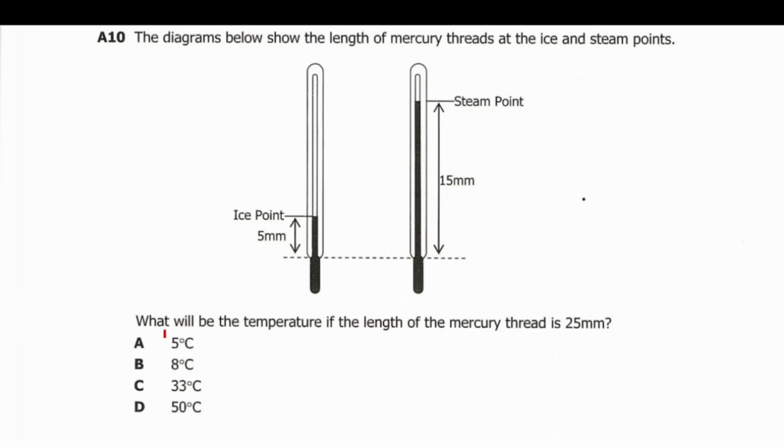So then they ask, what will be the temperature if the length of the mercury thread is 25 millimeters? For you to be able to answer this question, you must first understand what is happening here. You need to spin your brain a little bit. This is actually an experiment that is used to calibrate a thermometer.